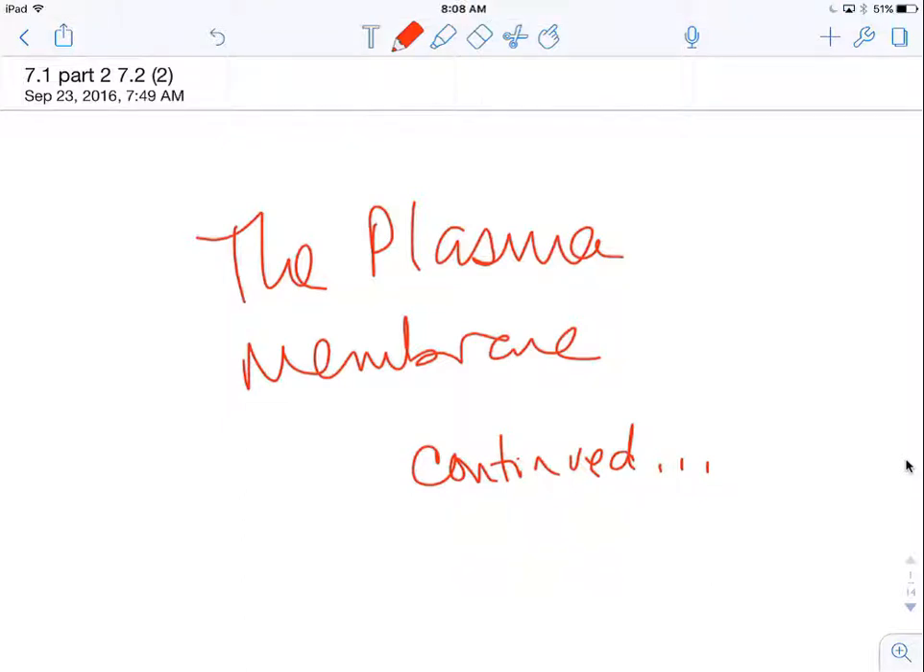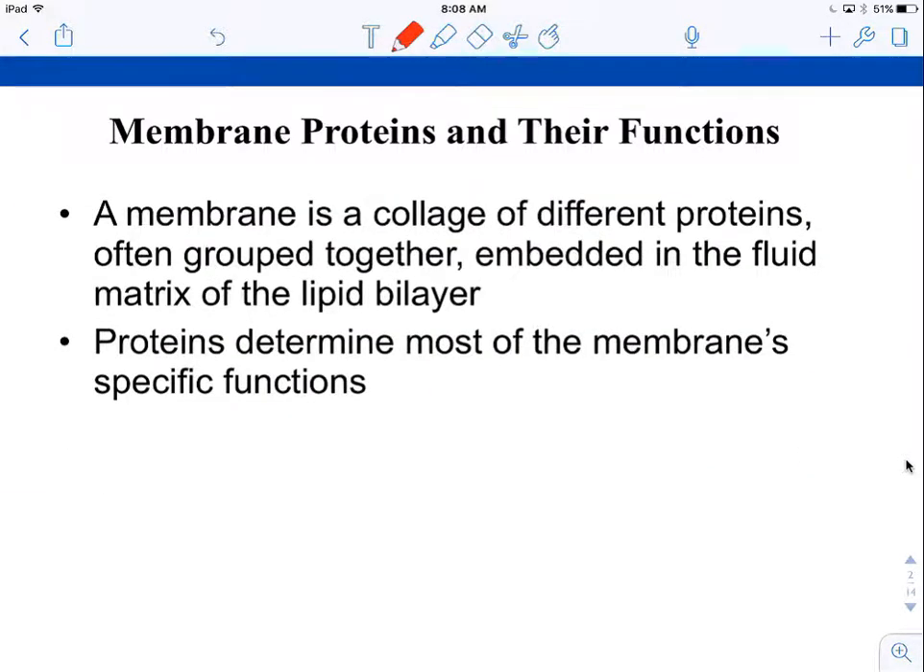All right, in this, our second screencast of Chapter 7, we're going to continue on with our discussion of the composition of the plasma membrane. Plasma membrane continued. So, membrane proteins, we were talking about the composition of the membrane.